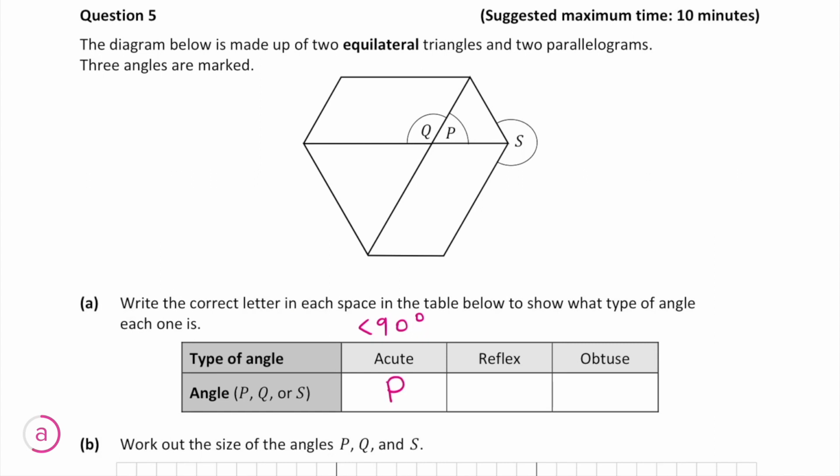The next angle type is a reflex angle, which is an angle greater than 180 degrees. Again, looking at our diagram, we've already used P, and Q is less than 180 degrees, so the answer is S. Finally, the last type of angle is an obtuse angle, which is an angle that's greater than 90 degrees but less than 180 degrees. By process of elimination, this is the angle Q.